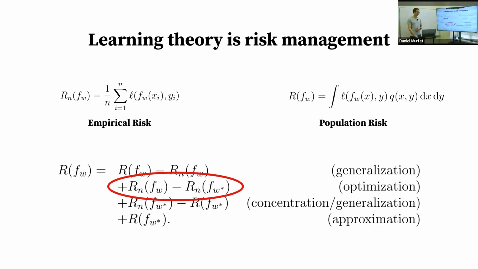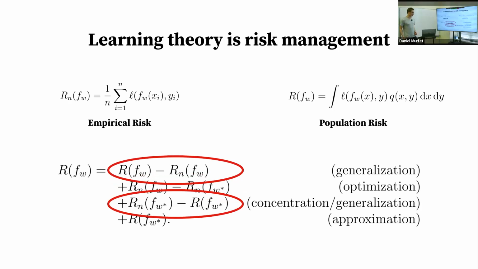Optimization is the question of how close the best possible model you obtain on the empirical risk is to the best possible model you could obtain for that data set. You can also talk about generalization: how well does your model translate from the data set to the population?